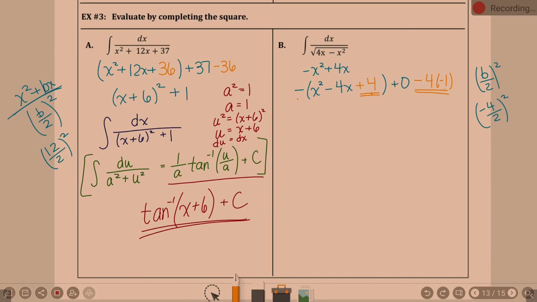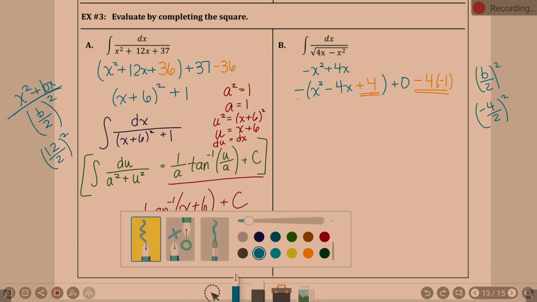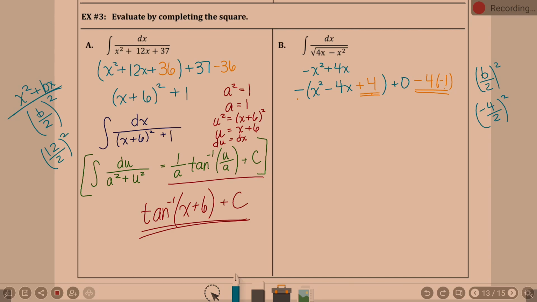There's shortcuts. You can use shortcuts. That's fine. But that's what I needed you guys to understand. And I guess I've really not realized how much we have not completed the square this year. Because you guys were getting to be pros at this in pre-calc. No? I don't remember. Okay.